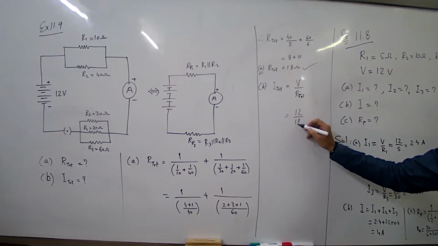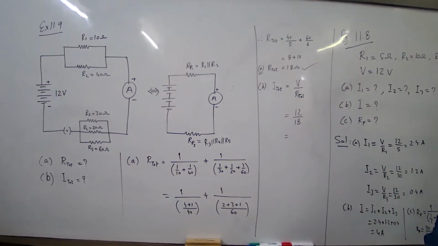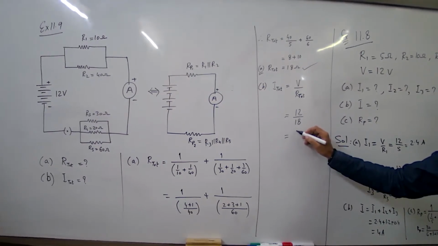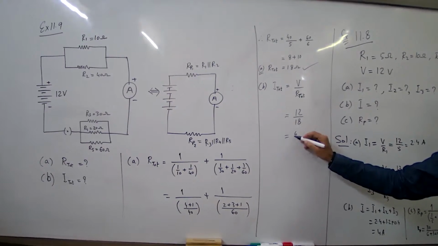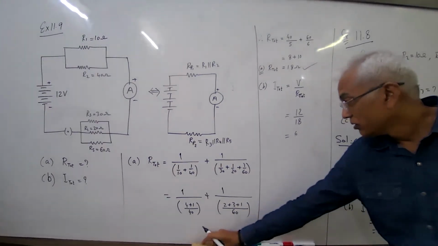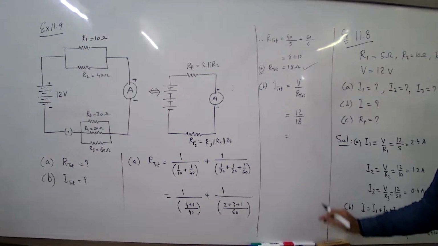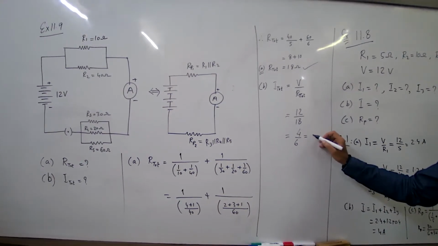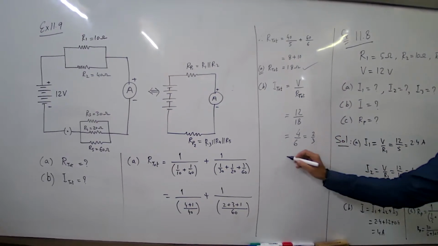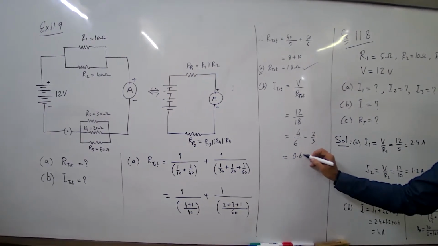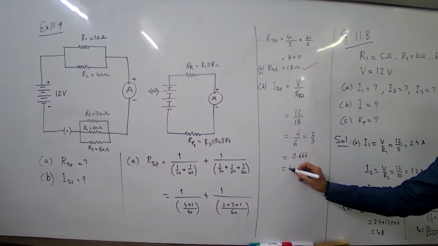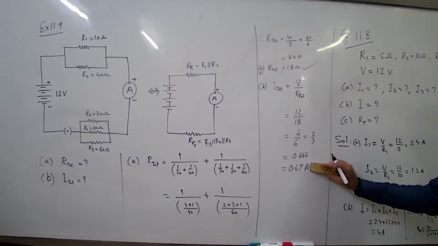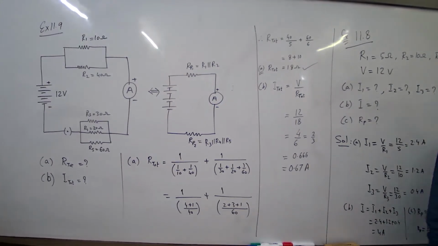12 by 18. So this is 0.6. 4, 3, 6 are 12. So 0.6. 3, 4, 4 by 6. 0.67. 4 by 6. And this is 2 by 3. So this is 0.666. Okay? And when you round it off, it will be 0.67. Okay?